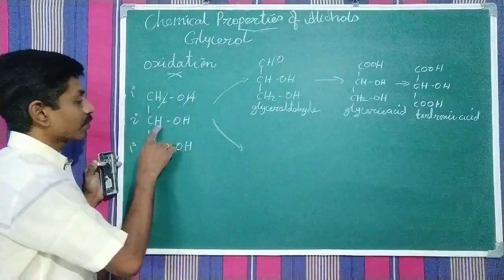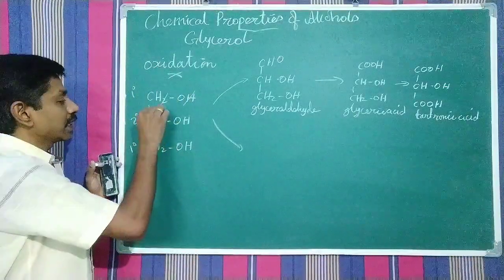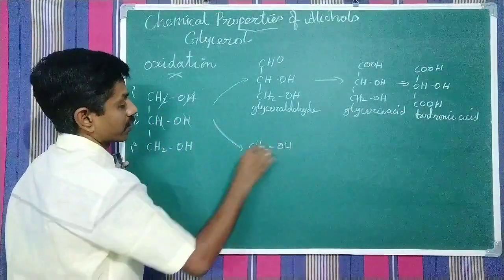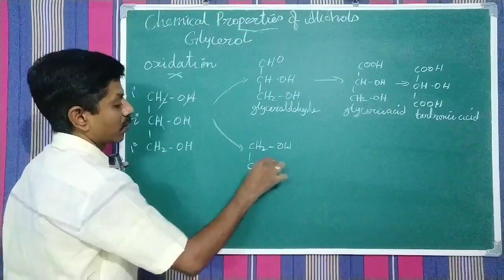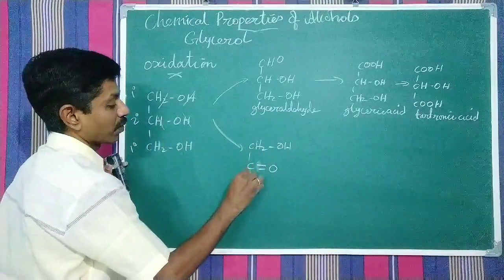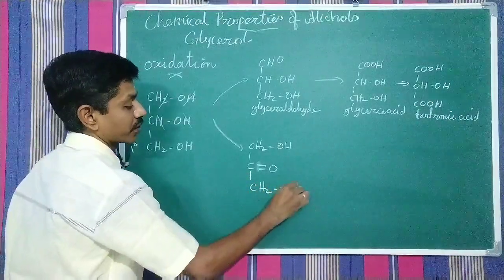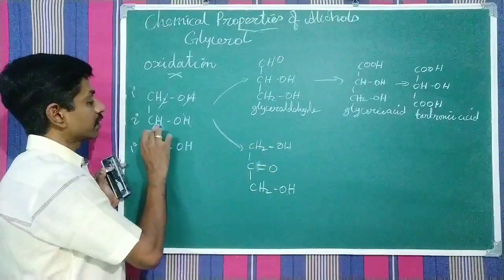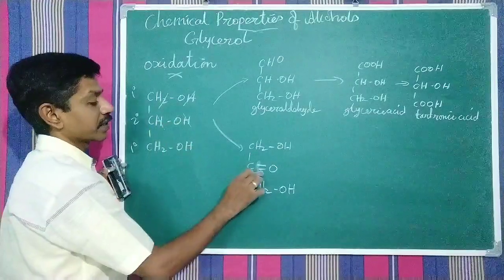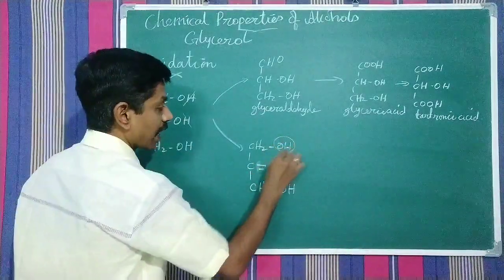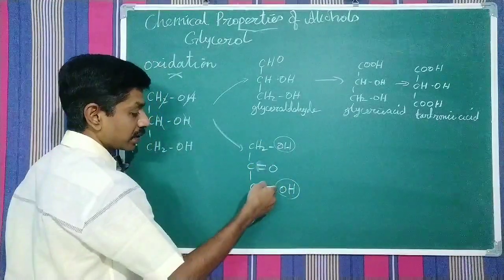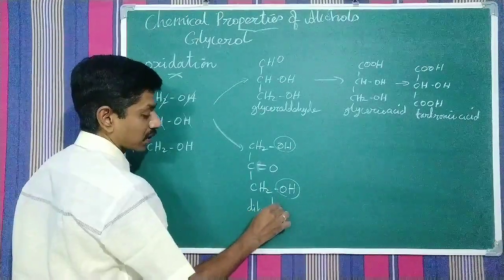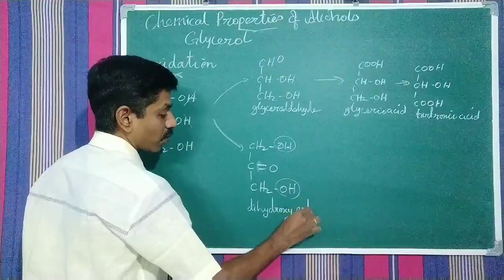Now we are going to discuss what happens with the secondary alcoholic group. Now, the secondary alcohol group, again on oxidation, you will look at the product here: CH2OH, C double bond O, CH2OH. This got converted into a ketone. On both sides the primary alcoholic groups remain as such, but the CHOH alone got converted into a ketone. So this is a dihydroxy compound, similar to the acetone structure. So this is dihydroxyacetone, the name of the compound.